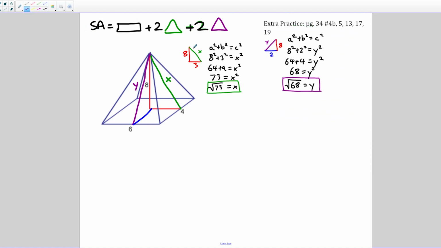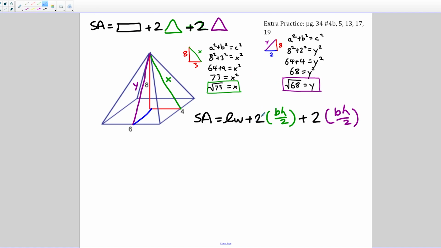So taking a look at our original formula, I can actually go ahead and substitute in my numerical values now. So I've got my base, which is my length times my width, plus 2 of my green triangles. So I've got 2 times your base times height divided by 2, plus 2 of my purple triangles. So again, base times height divided by 2.